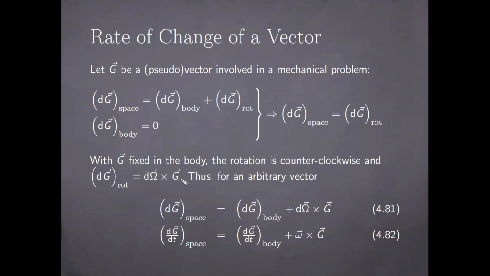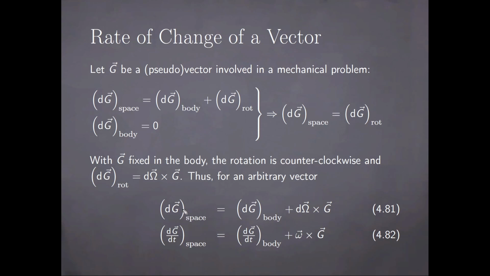have discussed in the previous section, where the vector d capital omega is given by the vector of the axis of rotation multiplied with the differential of the rotation angle. Thus, for an arbitrary vector, generally we have the expression here valid. So for its infinitesimal change in the space set of axes, this is given by the infinitesimal change with respect to the body set of axes plus the rotation of the body set of axes itself.